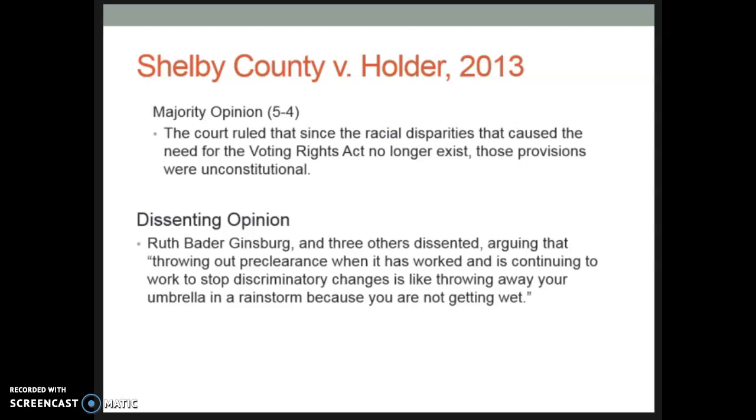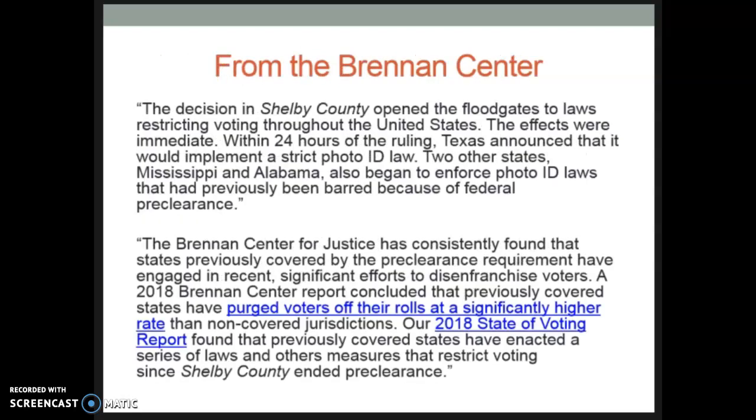So in their opinion, the racism in the South when it comes to voting registration and voting practices had decreased because of the federal oversight, and doing away with the federal oversight would allow discriminatory practices to return to the South. So here are some quotes from the Brennan Center. Brennan was a former Supreme Court justice. About the decision in Shelby County versus Holder, they said the decision in Shelby County opened the floodgates to laws restricting voting throughout the United States.